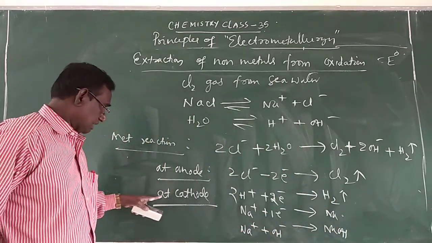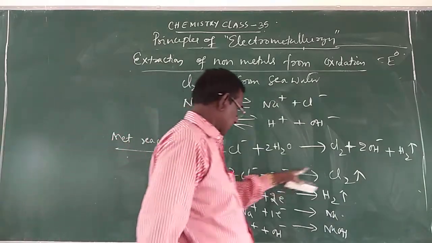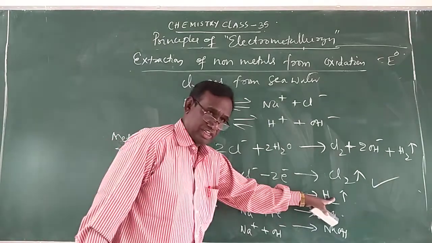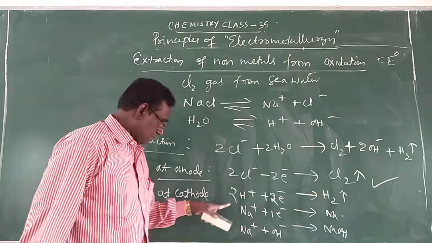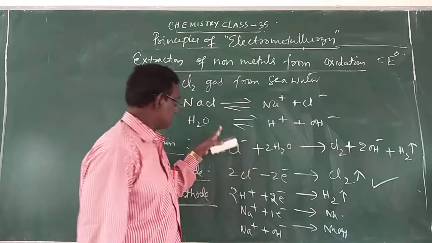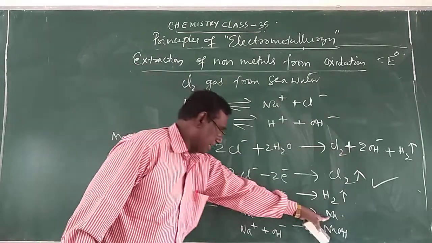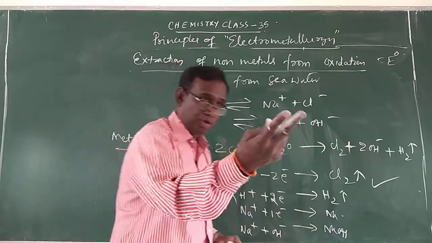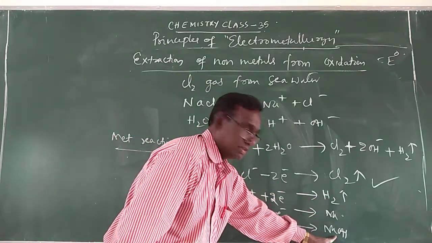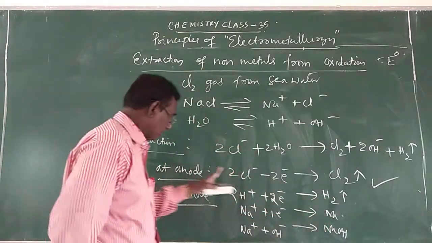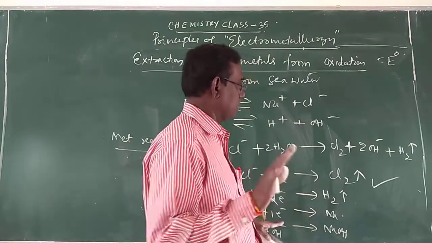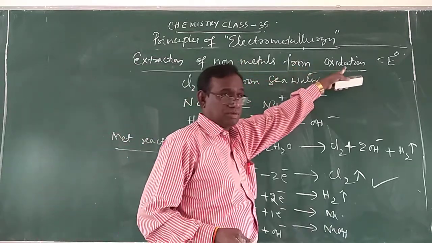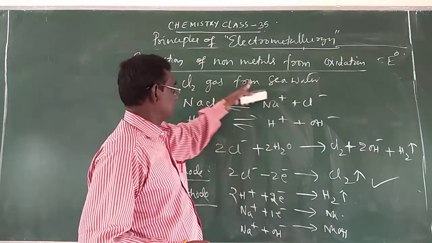And Na+ plus OH- gives rise to NaOH. Now at the anode, 2Cl- minus 2 electrons, chlorine gas is obtained. At the cathode, hydrogen ions give hydrogen gas, 2H+ plus 2 electrons, and Na+ plus 1 electron gives Na, which with OH- gives NaOH. At the cathode we are getting two products, hydrogen gas and sodium hydroxide, but at the anode we get only chlorine. By this process it is confirmed that we can extract non-metals by the process of oxidation. An example is chlorine gas from seawater.